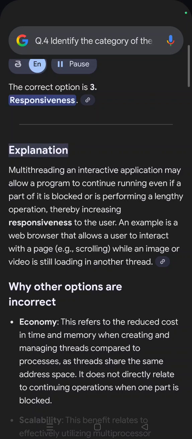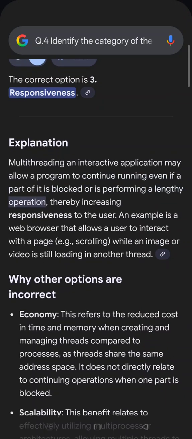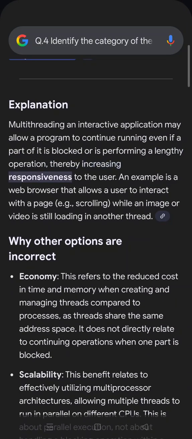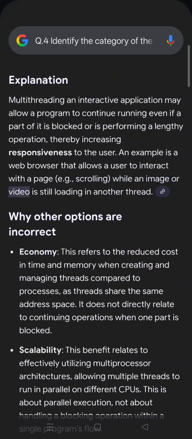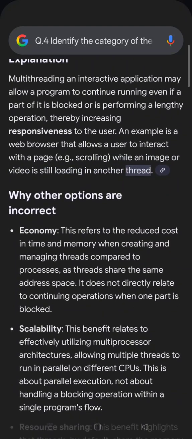Explanation. Multithreading an interactive application may allow a program to continue running even if a part of it is blocked or is performing a lengthy operation, thereby increasing responsiveness to the user. An example is a web browser that allows a user to interact with a page, for example scrolling, while an image or video is still loading in another thread.